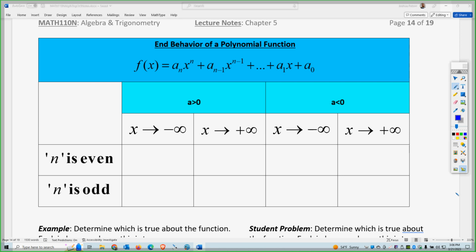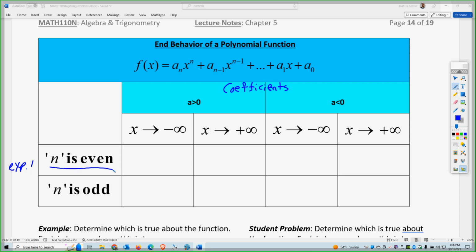So make a general table of the possible outcomes based on what we know. So these are the coefficients up here, obviously. Right? And these are the powers or the exponents. Okay, so if you have an even exponent, the outcomes have to be the same, right?